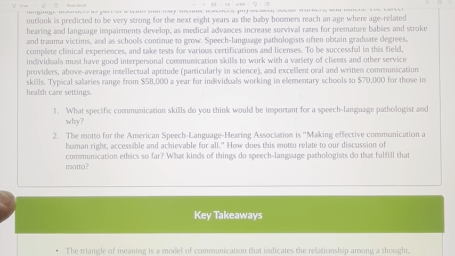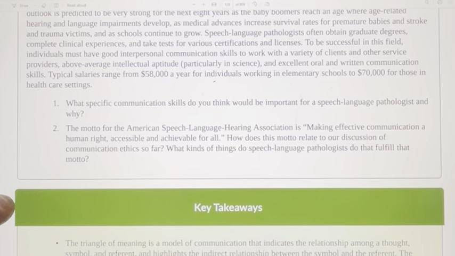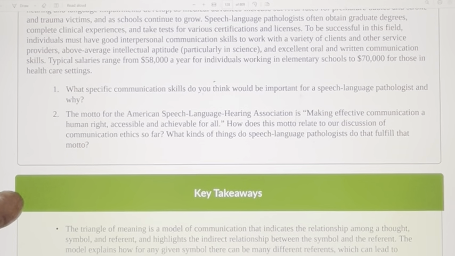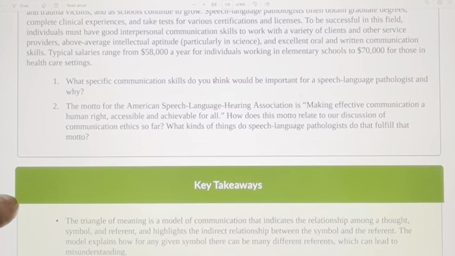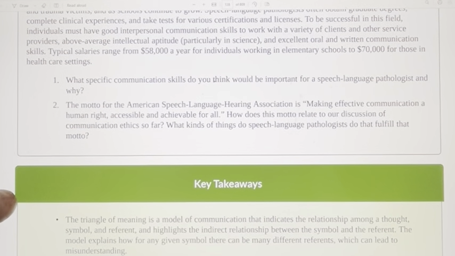Speech-language pathologists often obtain graduate degrees. I'm not sure that you can get into the field without a graduate degree. Complete clinical experiences, again, that's usually required, and take tests for various certifications and licenses. Indeed, that's all true. To be successful in this field, individuals must have good interpersonal communication skills to work with a variety of clients and other service providers.